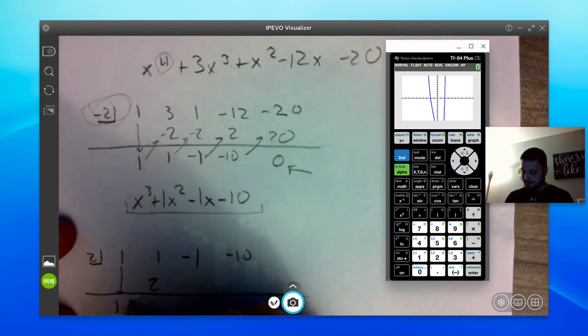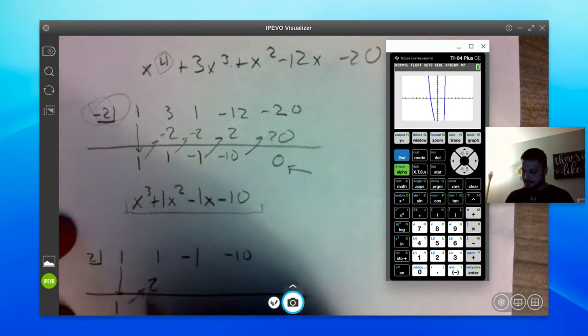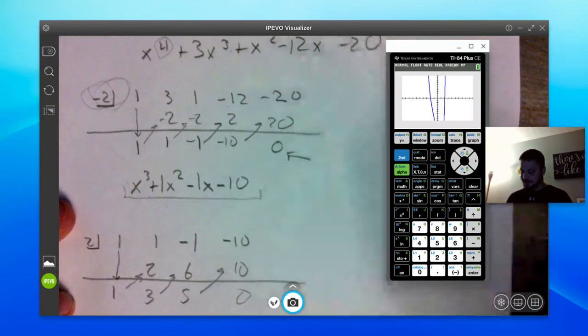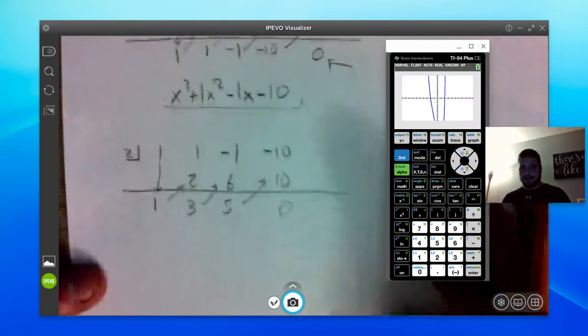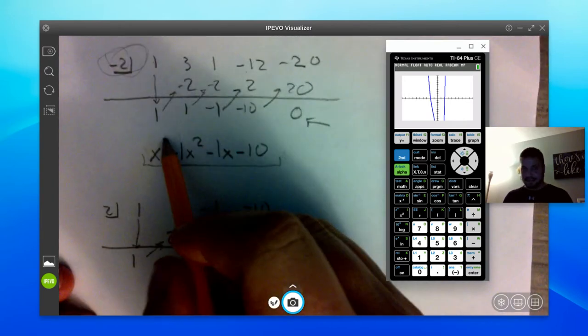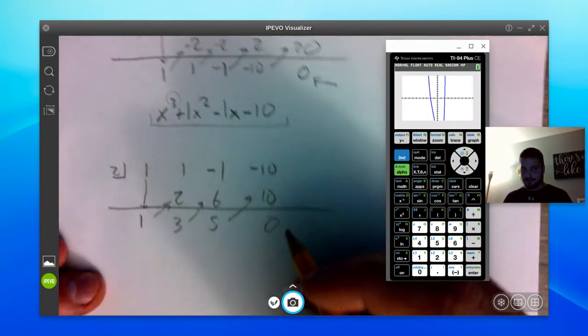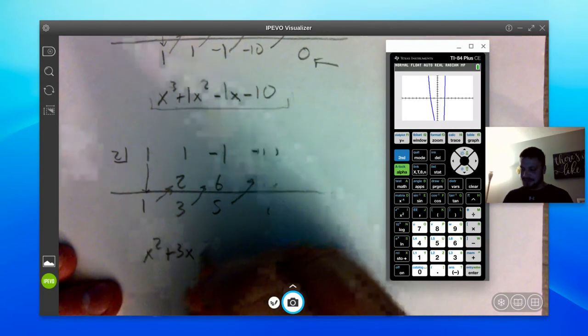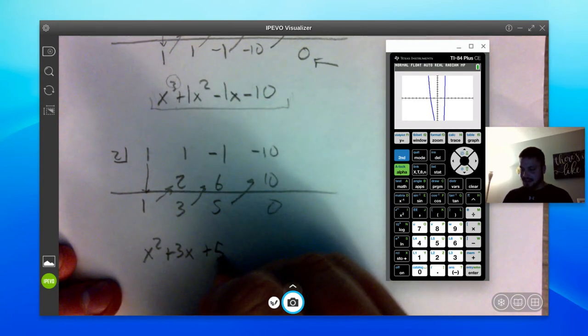2 times 1 is 2. 1 plus 2 is 3. 2 times 3 is 6. Negative 1 plus 6 is 5. 2 times 5 is 10, and again, that's 0. Okay, so now I'm left with, again, one less exponent than what I had before here, which was a cubic. So I've got 1x squared plus 3x plus 5.